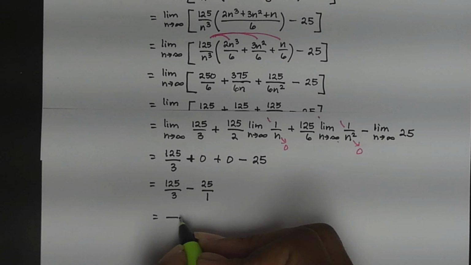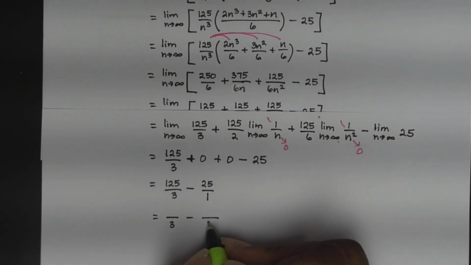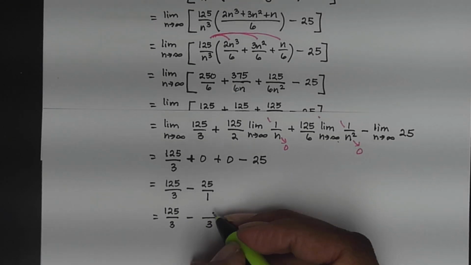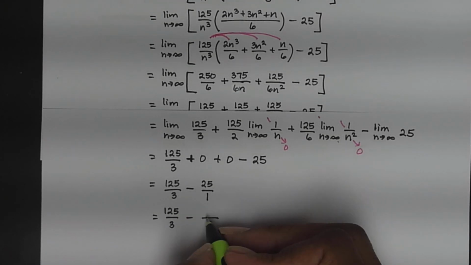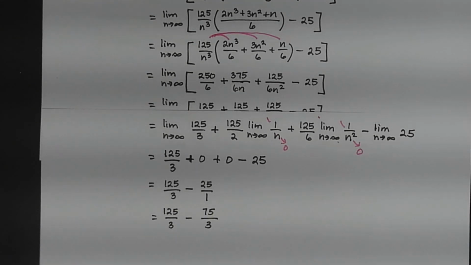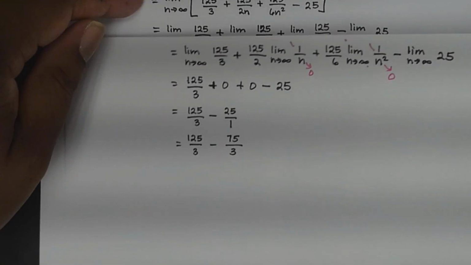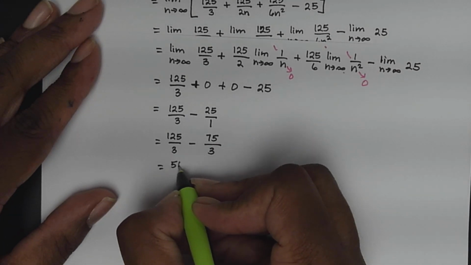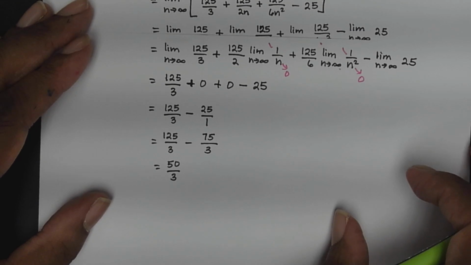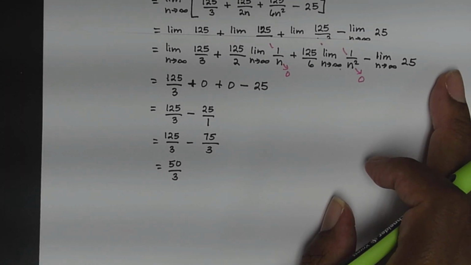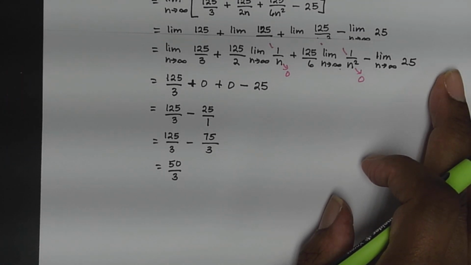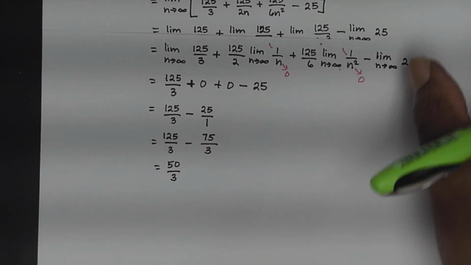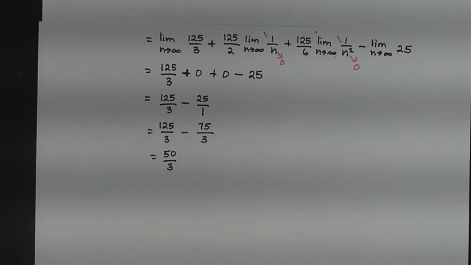And of course, the common denominator for 3 and 1 is going to be 3. So 3 goes into itself one time, that's 125. 1 goes into 3 three times. 3 times 25 will be 75. So if I subtract 75 over 3 from 125 over 3, I will end up with 50 over 3. And that would be the integral from 0 to 5 of x squared minus 5 dx using limits for definite integrals here.